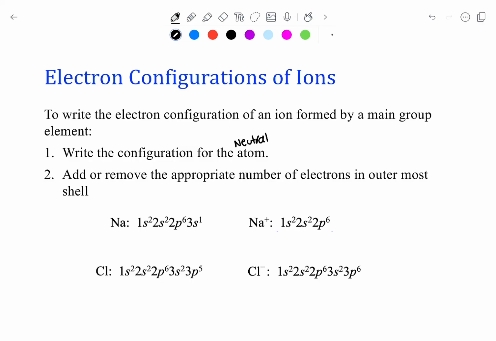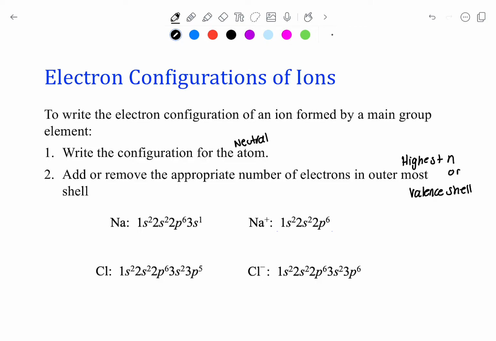Then you're going to take that configuration and either add or remove the appropriate number of electrons from the outermost shell. So that's going to be our highest n, or you can think of it as our valence shell. We're either adding or removing electrons from our valence shell.